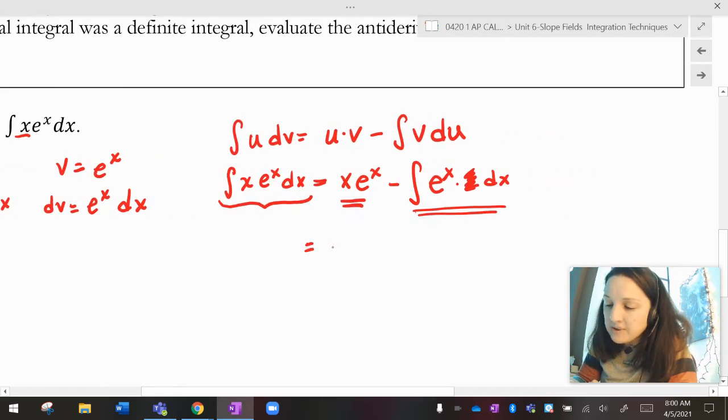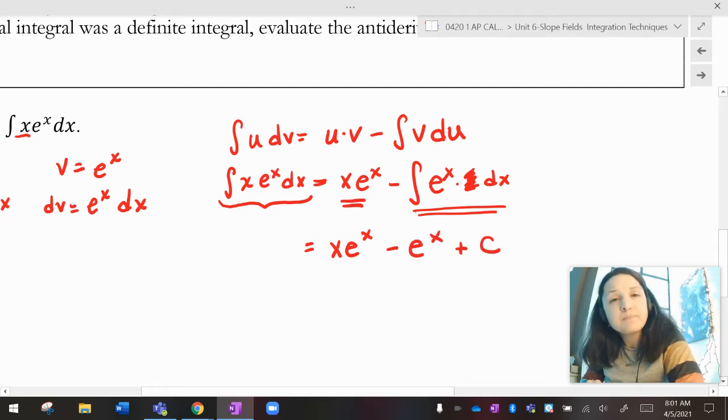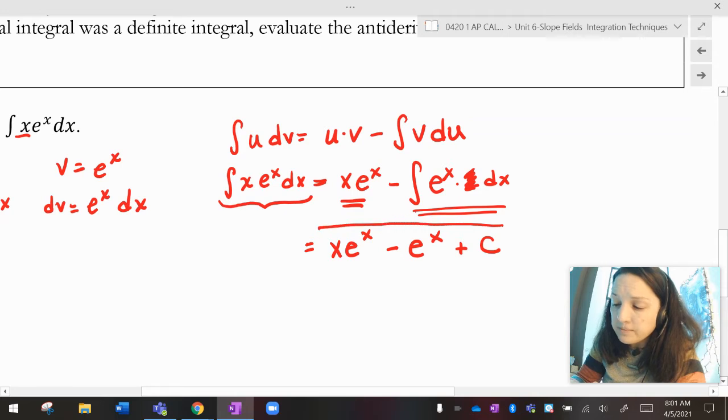Well, x e to the x is just going to stay by itself, and now I need to take the antiderivative of e to the x dx. Well, the antiderivative of e to the x is just e to the x plus c. And that's our final answer.